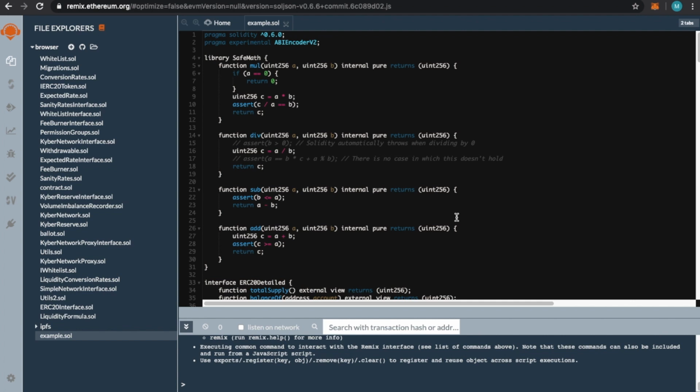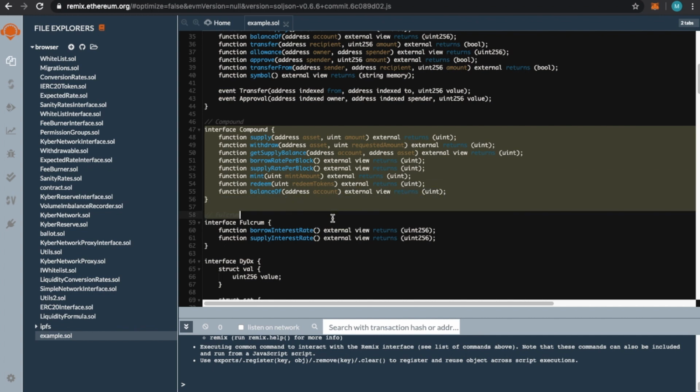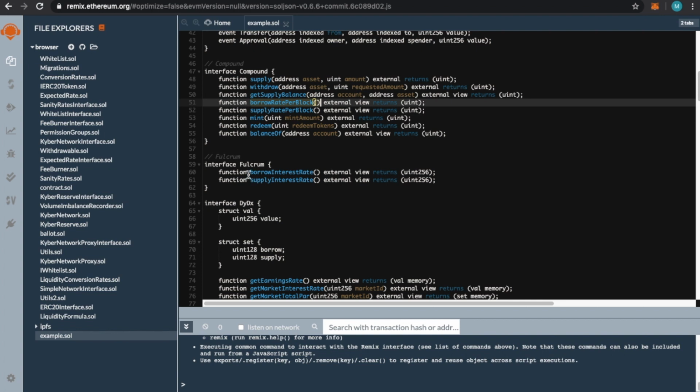So in the decentralized nature of decentralized apps, each one of these platforms has its individual interface. So for example, with Compound, you'll call borrow rate per block. So they calculate not by the year, but you actually earn money every block. Now, this is the case for all of them, but some of them just give you the yearly. So for example, with Compound, you have to multiply the number that the smart contract gives you by the number of blocks per year. Whereas Fulcrum has a borrow interest rate that returns their interest rate for the year.